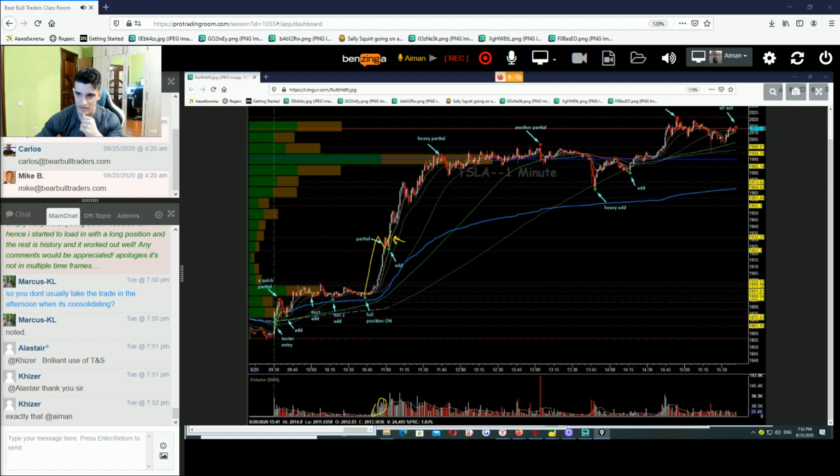But anyway, this was decent right here. I know it was a little bit risky, but your average was way down there. Even with this add, your average will be somewhere down there. There is nothing you're risking after this add. It's going up, and this is good. Why is this heavy partial good?